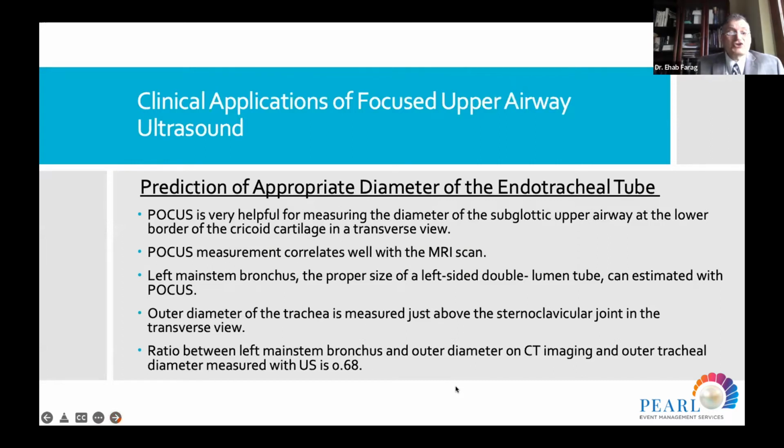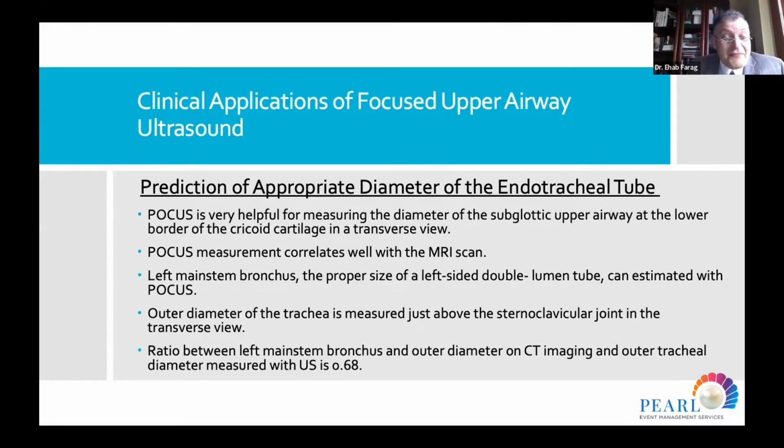How about the prediction of the appropriate diameter of the endobronchial tube? Point of care ultrasound, POCUS, is very helpful for measuring the diameter of the subglottic upper airway at the lower border of the cricoid cartilage in the transverse view. They found this correlates well with MRI scan.